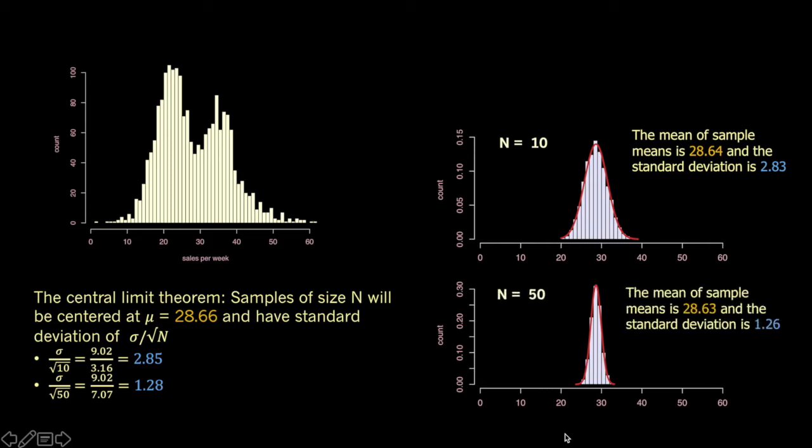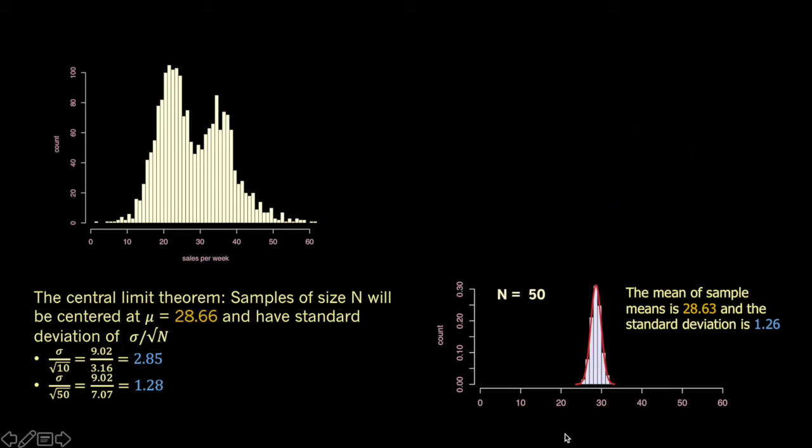For a sample of 50, we obtain a distribution of means, again, centered on the population mean. The actual mean of sample means is 28.63, also very close, and the standard deviation of these means is 1.26, which is a bit smaller than 1.28, but very close. So the central limit theorem has this prediction that you can actually corroborate from the simulations. Let's focus a little bit on this. If we have this theoretical result, we can start making claims or statements about the mean.